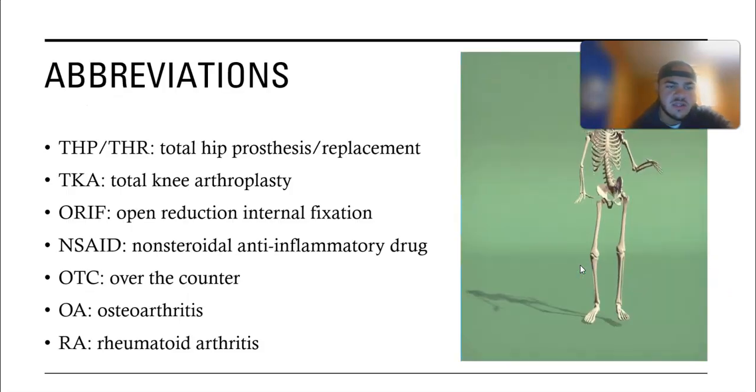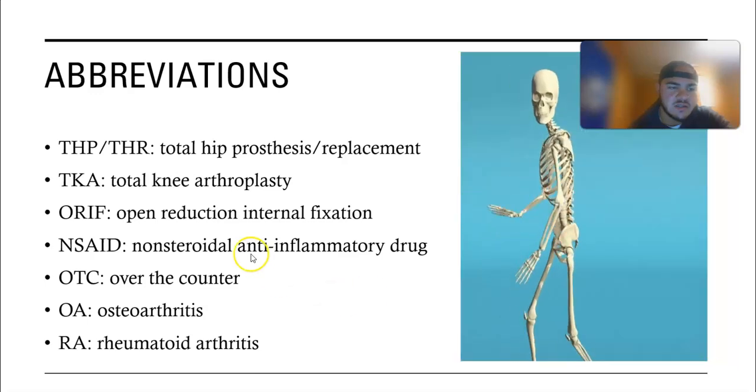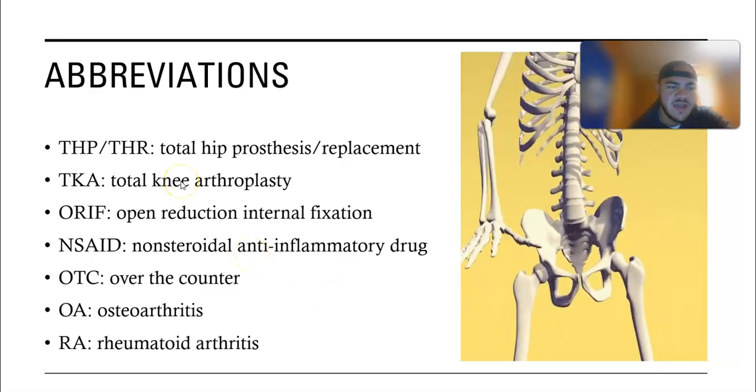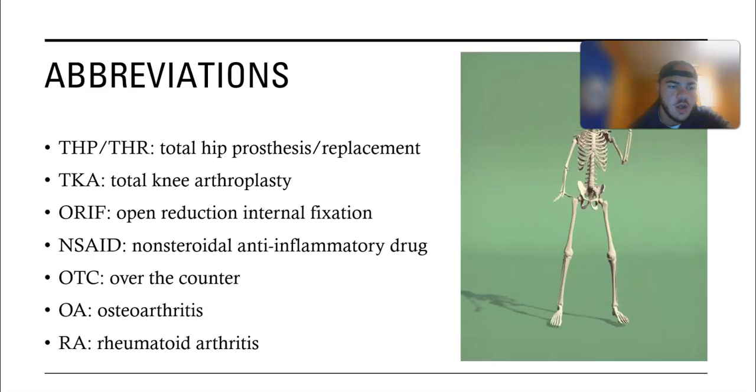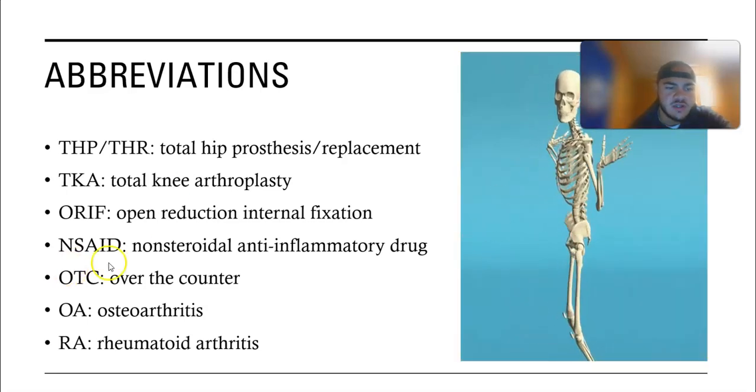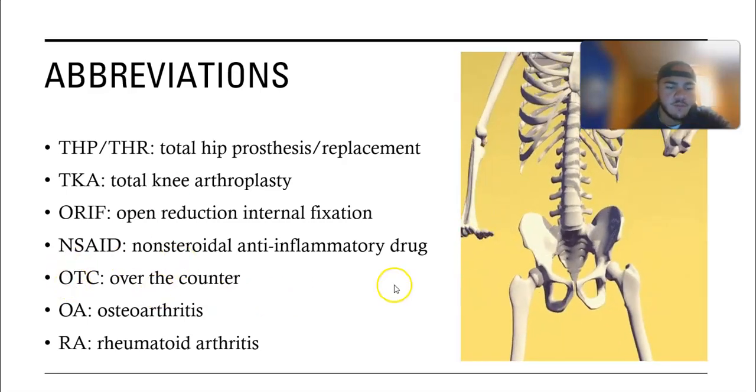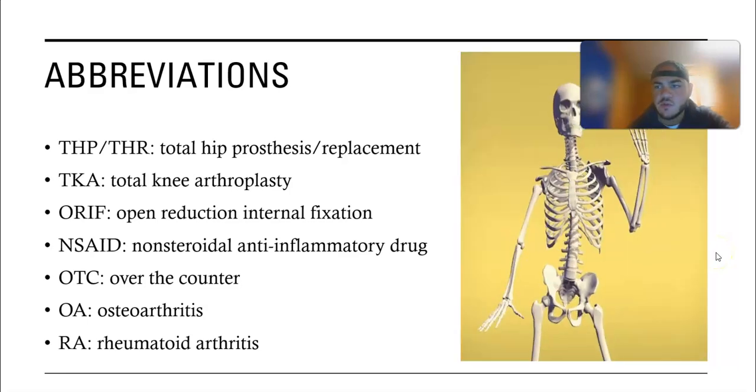Some abbreviations: THP is total hip prosthesis, THR is total hip replacement, TKA is total knee arthroplasty, ORIF is open reduction internal fixation, NSAID, over the counter, just some basic ones pertaining to bone structure and stuff like that.